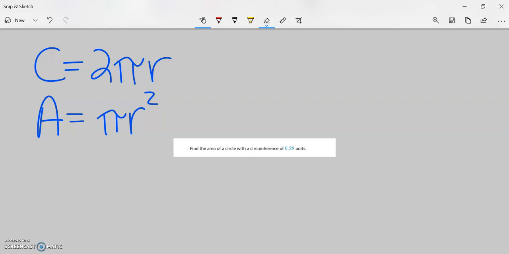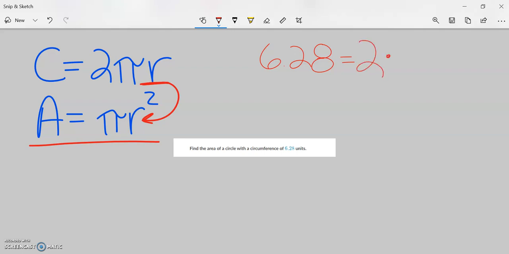So the first thing we want to do is find the radius. Once we find the radius, then we can use the area formula to find the area. So radius is our first thing, then the radius will come down into here, and then we'll solve for the area. So circumference is 6.28, which, if you remember from last assignment, is a number that we've used.